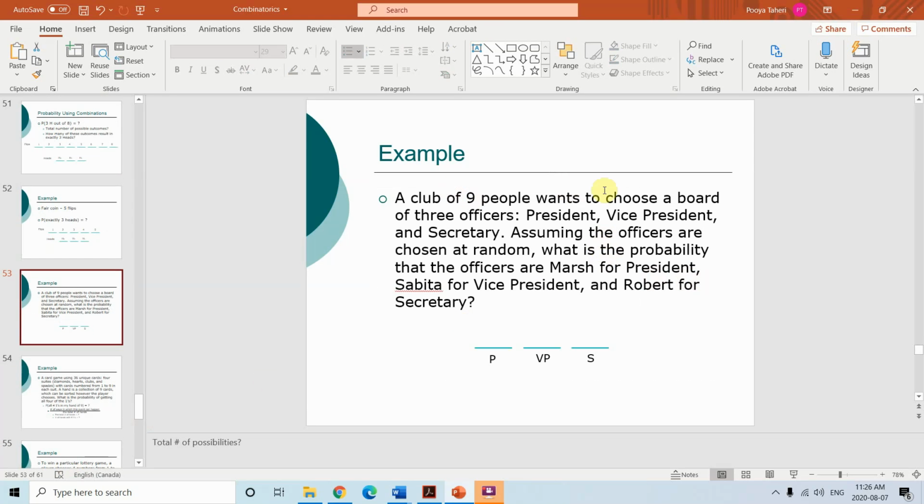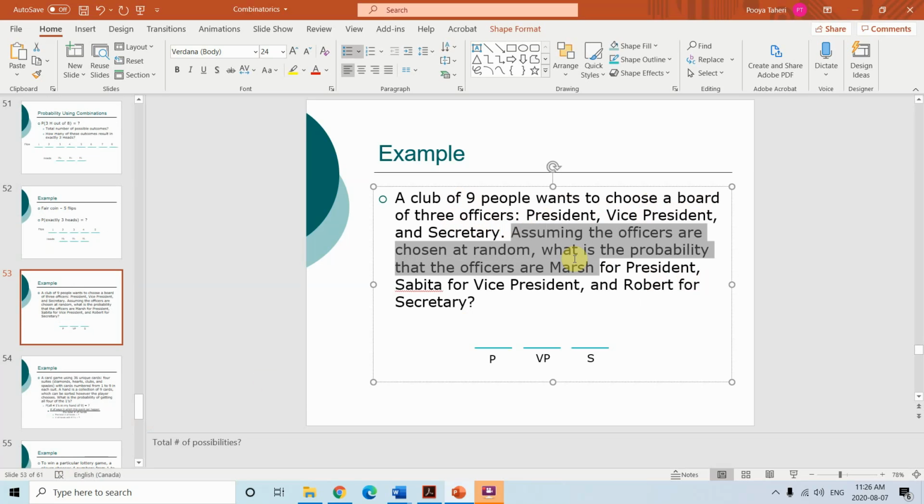A club of 9 people wants to choose a committee of 3 officers: president, vice president, and secretary. Assuming the officers are chosen at random, what is the probability that the officers are Marsh for president, Sabita for vice president, and Robert for secretary?